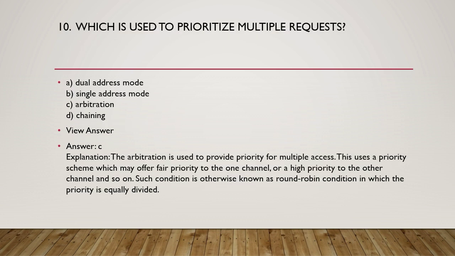Which is used to prioritize multiple requests? A dual mode, B single address mode, C arbitration, D chaining. Obviously it's arbitration. Like in I squared C and all, the same is the case here. Arbitration is used to provide priority for multiple accesses. This uses a priority scheme which may offer fair priority to one channel or a high priority to the other channel and so on. Such a condition is otherwise known as round robin, in which the priority is equally divided.